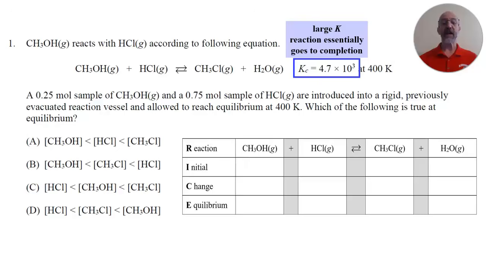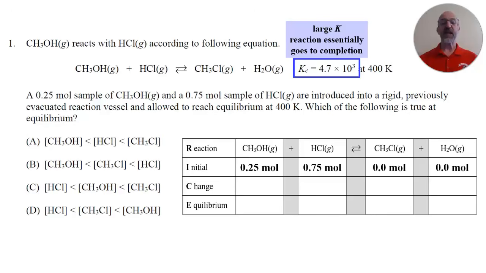So the first thing that I will do in this rice table is to fill in the initial row of the rice table with the amounts that we have before the reaction takes place. 0.25 mole of CH3OH, 0.75 mole of HCl, and then that's it. They did not add any of the products to the reaction vessel at the very beginning, so I will fill in those quantities as 0.